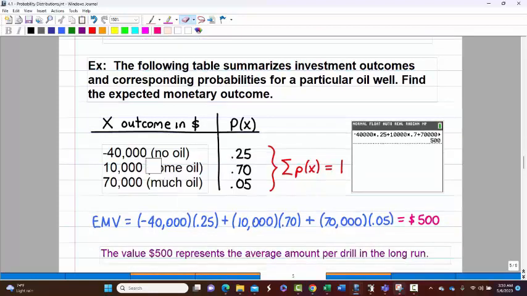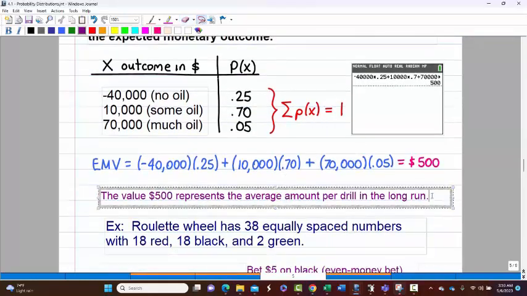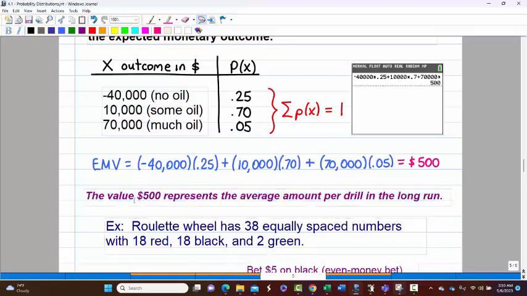And then we just do the expected value. So these first two, next two, next two, add them up, and we get positive 500. So that means, in theory, we should average $500 profit per attempt. All right.